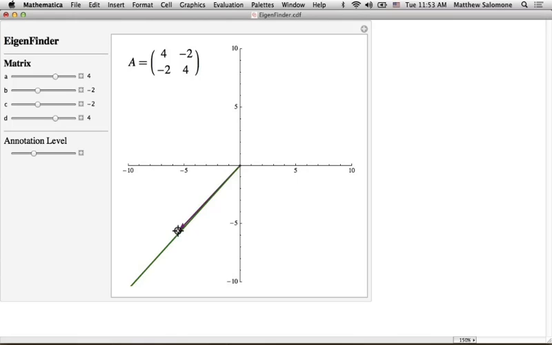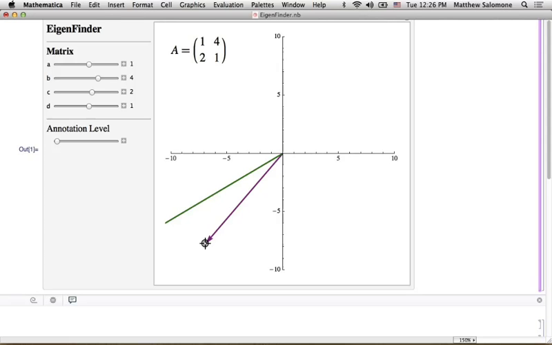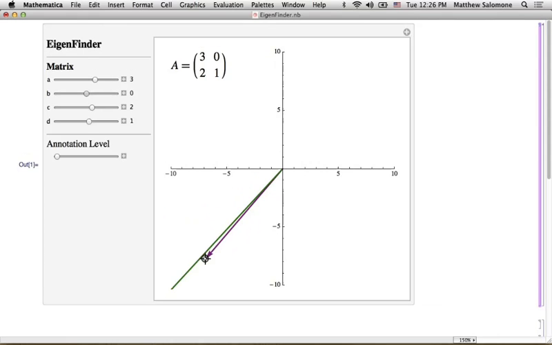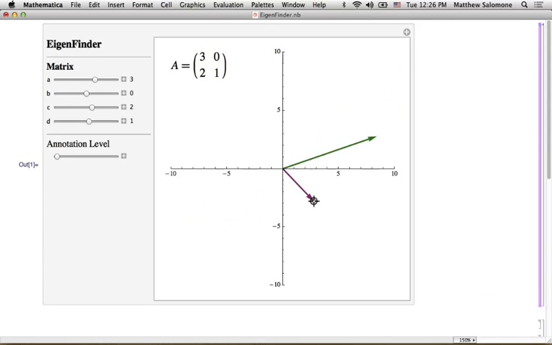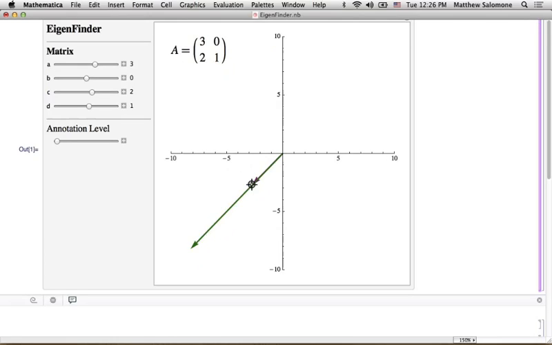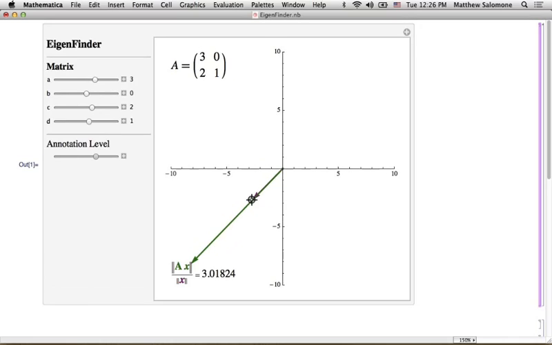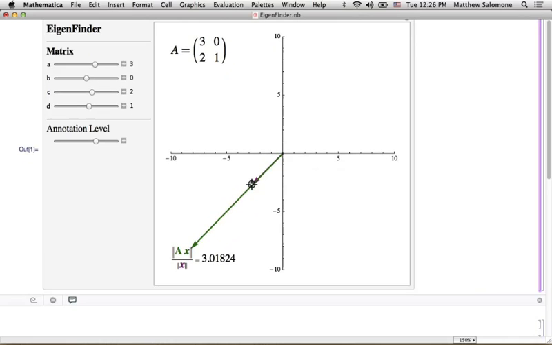So let's actually take that A matrix that you were working on a minute ago, and use that as the example that we'll hang on to for a few minutes here. What was your A matrix again? 3, 0, 2, 1. So we'll crank this up to 3, turn that down to 0. Hunting around with this a little bit, there's a vector that looks like it's getting stretched by this matrix A. If we crank up the annotation a little bit, we can see that it's being stretched by approximately a factor of 3. So there was your eigenvalue of 3 that you found.